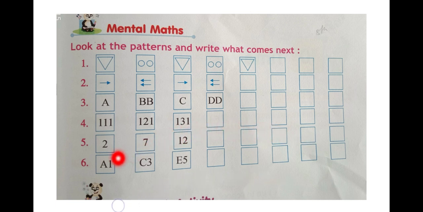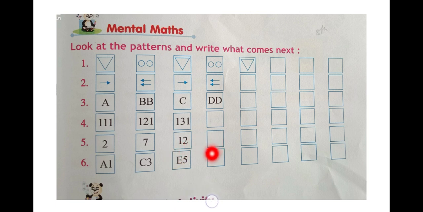Alright. Now the last one is number 6, that is A1, C1, E5. See, here the pattern is created by using both alphabets as well as numbers, isn't it? A is written, then B is not written, isn't it? B is left out, omitted, isn't it? Then C is written, then D is not written, then E. That means they are writing alternate alphabets, isn't it? A, then B is not there, C is there, then D is not there, E is there, right?